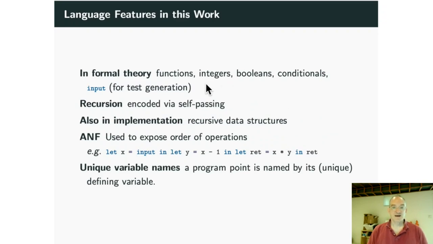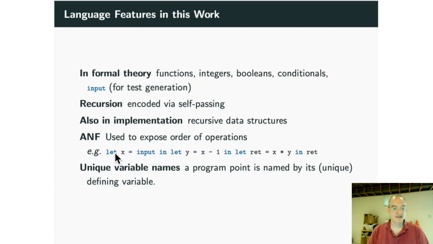The syntax we have is pretty standard, a very simple functional language in our theory. We're going to have input, because the way we're going to test our symbolic evaluators is we're going to find inputs that reach a particular line of the program. That's our concrete goal to show that the method works. Recursion is encoded via self-passing. And the implementation also has additional features such as recursive data structures.